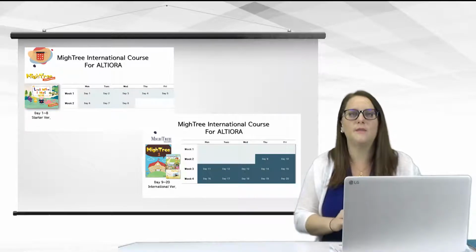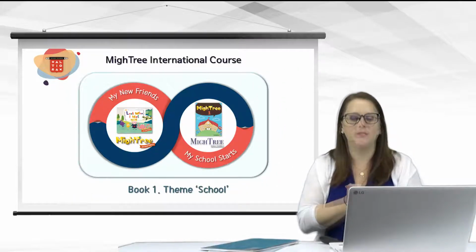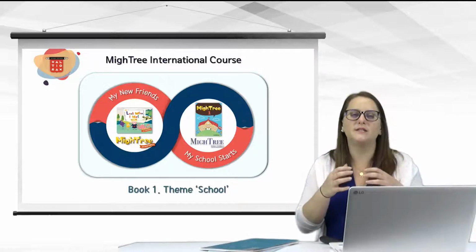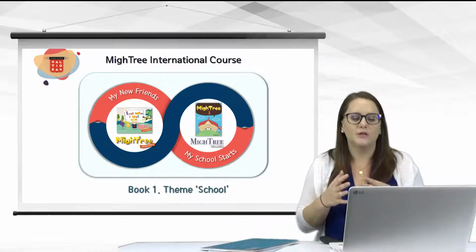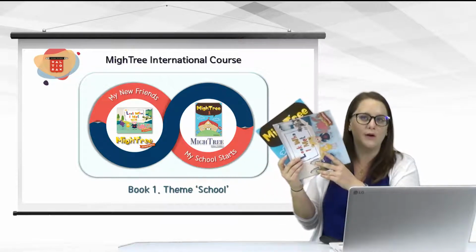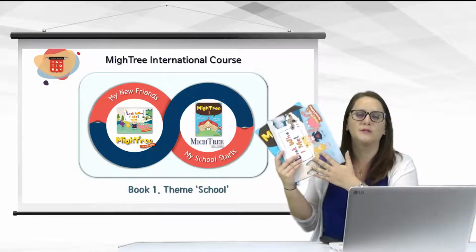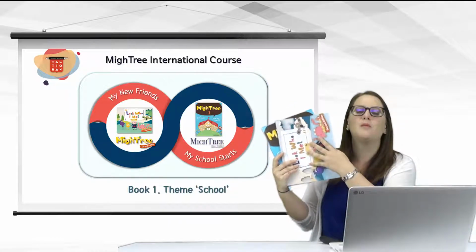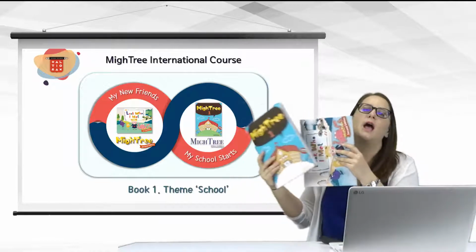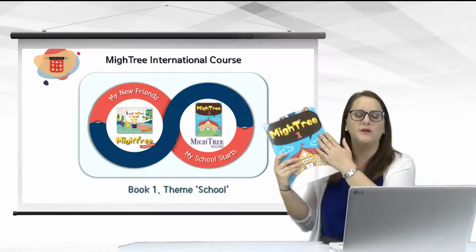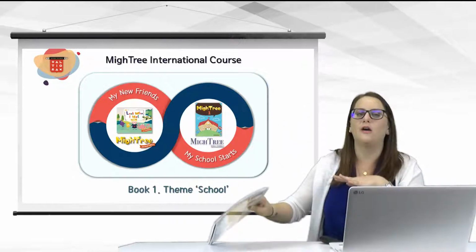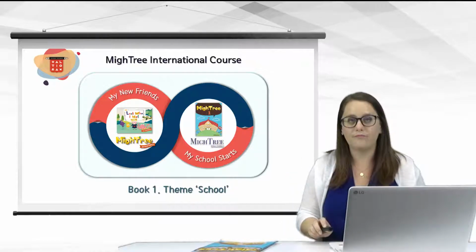So let's keep going. Now, let's talk a little bit more about the MighTree International course. Each unit has 2 sub-themes that are connected to create one ultimate theme. So for instance, we have our 2 books, and the ultimate theme of these 2 books put together is school. So they're going to learn some themed materials here in the starter course, and then some additional theme materials in the intensive course. And then together, that's how you're going to get the theme of school.